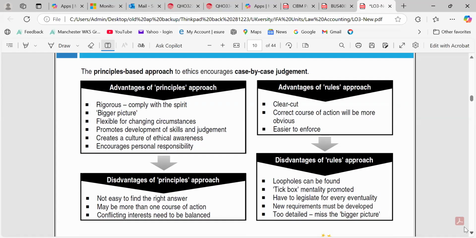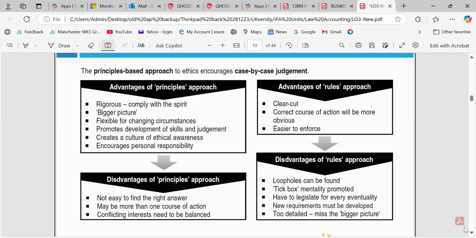So the disadvantages of the principle-based approach: it is not easy to find the right answers, and maybe there are different loopholes. Loopholes can be found in the rule tick boxes, and we say we play within the rules, not within the ethics. Those we need to be in line with. We need to follow those legislations. So that is one of the other key elements which we need to focus on in those perspectives. So yes, we need to look around.